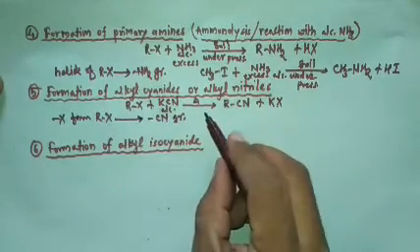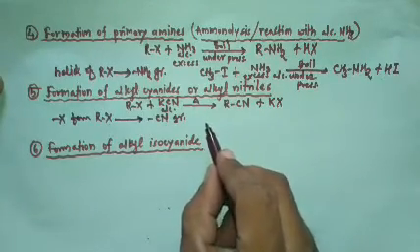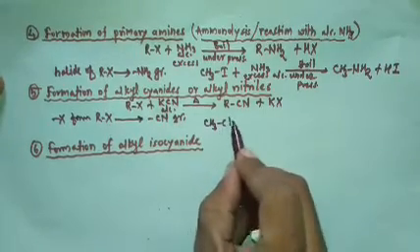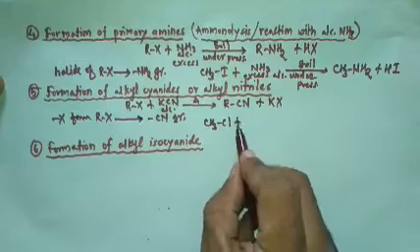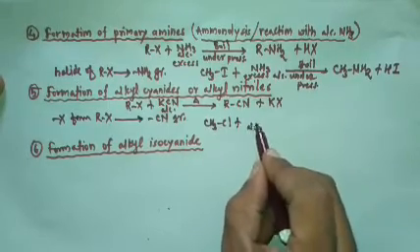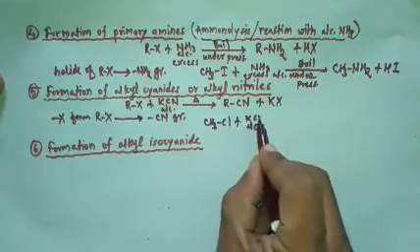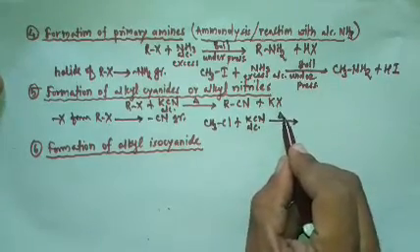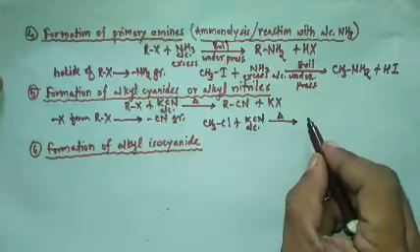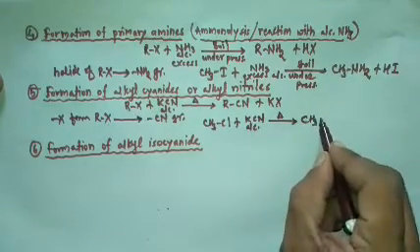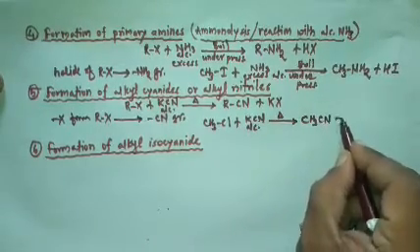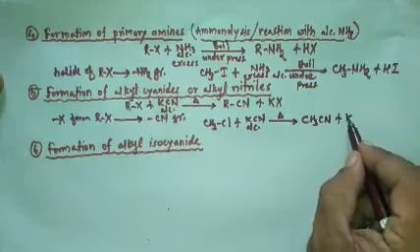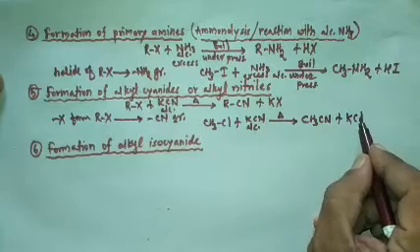Let's study one example. When methyl chloride is reacted with alcoholic potassium cyanide, and the reaction mixture is boiled or heated, then there will be the formation of methyl cyanide, and the byproduct formed is KCl.